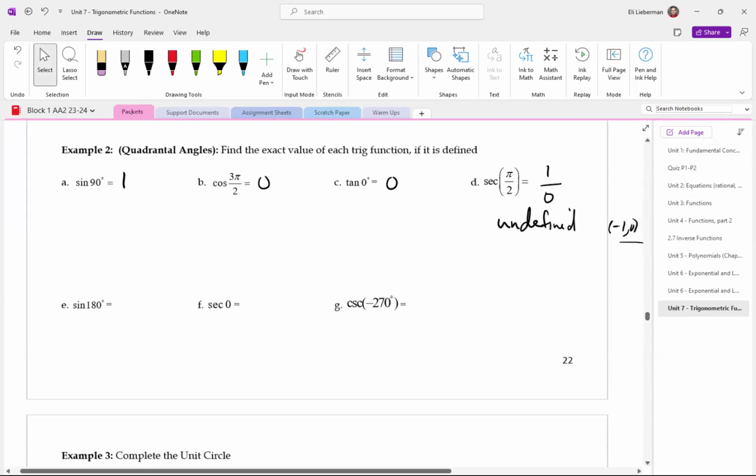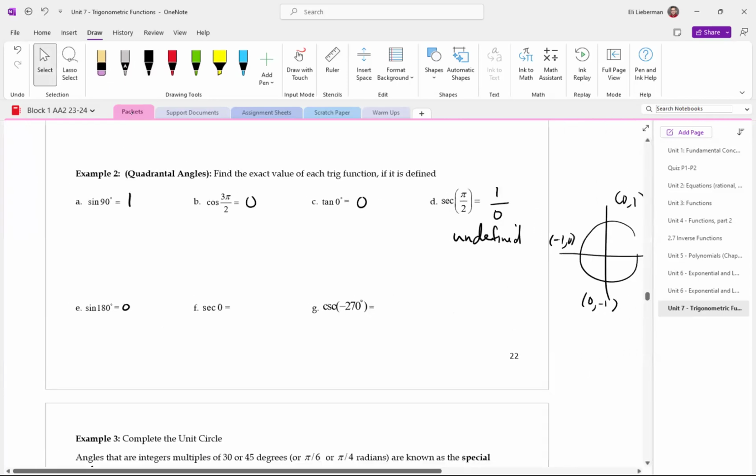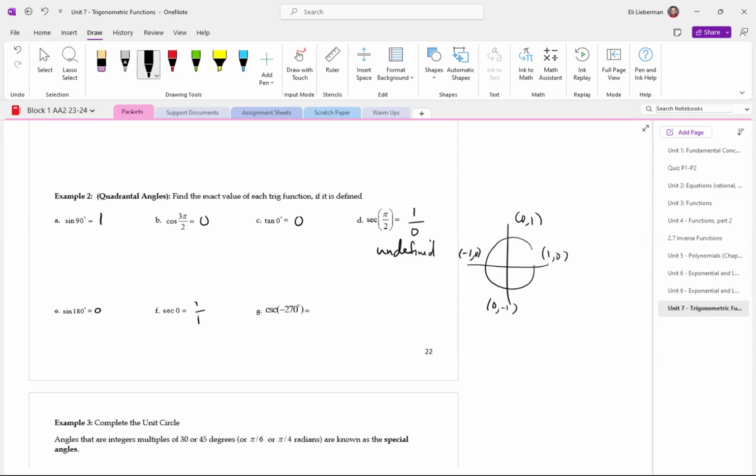Sine of 180. Do we know sine of 180? Show me. Zero. We can see it right there on my little mini unit circle. Secant of 0. Well, secant comes from the cosine. So in this case, it's a reciprocal of 1, which is 1.